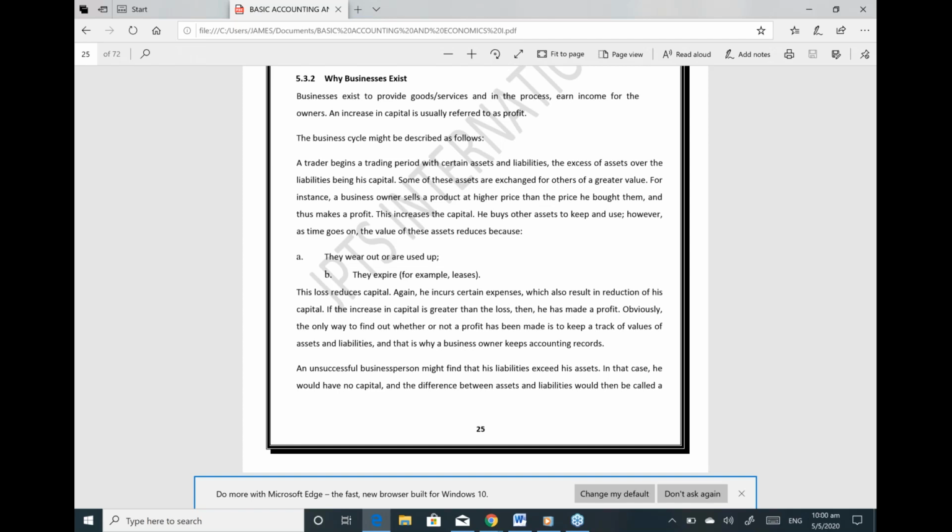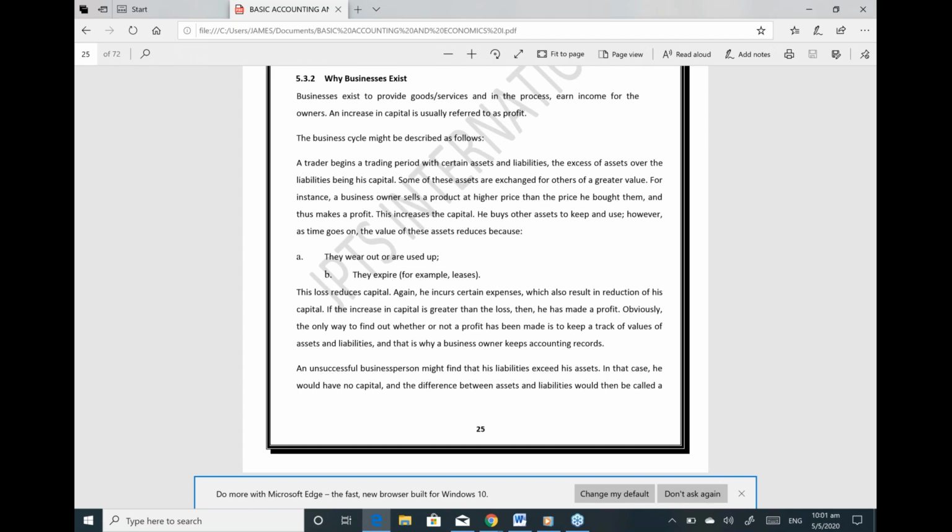However, as time goes on, the value of the asset reduces. Now, I don't want us to mix these things. There's capital on its own. The capital produces the asset, and some of the assets, like the building, the motor vehicle, the furniture and fittings, a time comes in the life of those products that they begin to dilapidate or wear out.